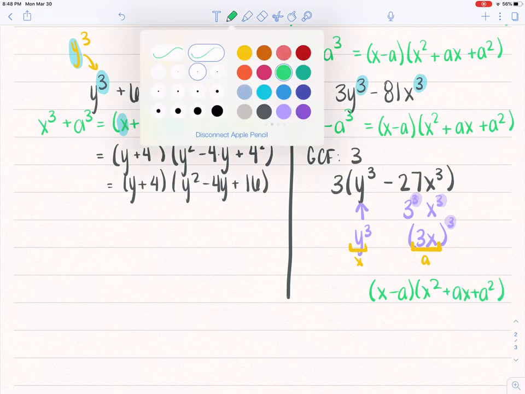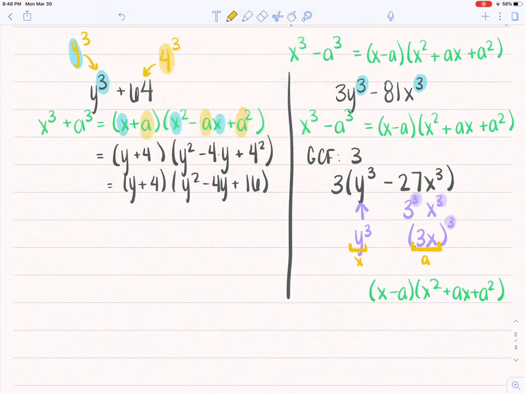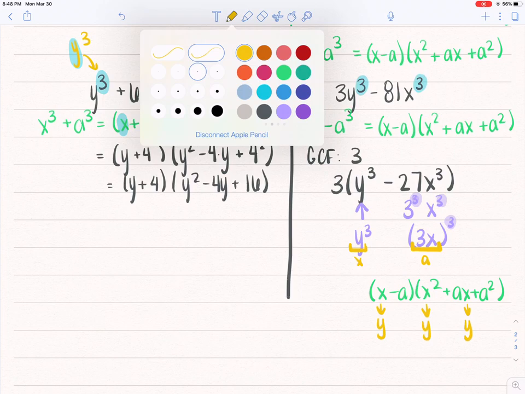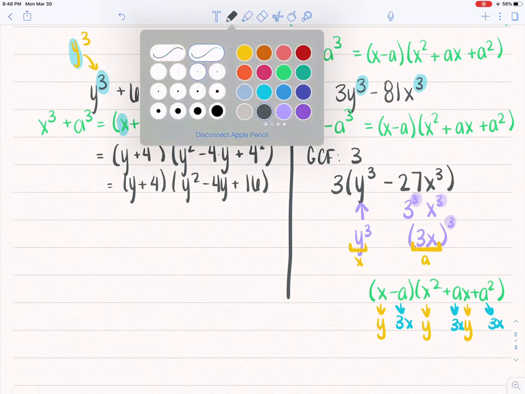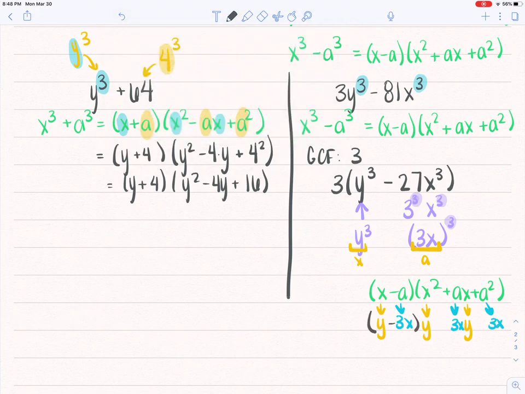I'm going to rewrite this thing with a y everywhere I see an x, and then a 3x everywhere I see an a. Now I'm going to go through and finish out my formula.